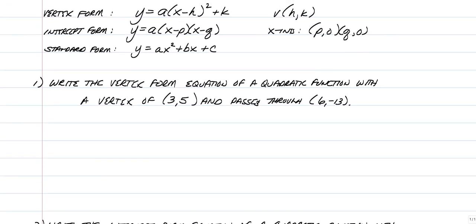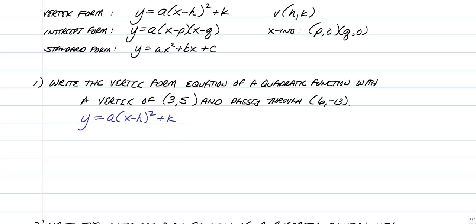So what we need to do is jump into a couple of these and you'll have a better idea of what we're doing. So example number 1. We're going to write the vertex form equation of a quadratic function with, and here's the key information, a vertex of 3 comma 5 and passes through another point 6 comma negative 13. Now we have plenty of information. The first thing I would recommend that you do is write out your formula for vertex form. So that would be y is equal to a times x minus h squared plus k.